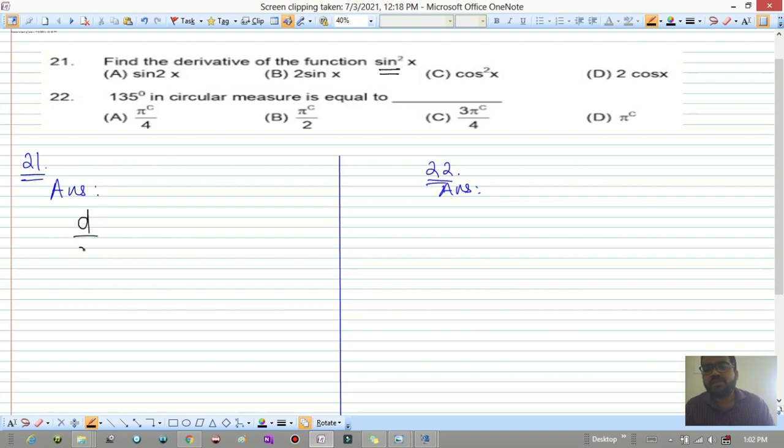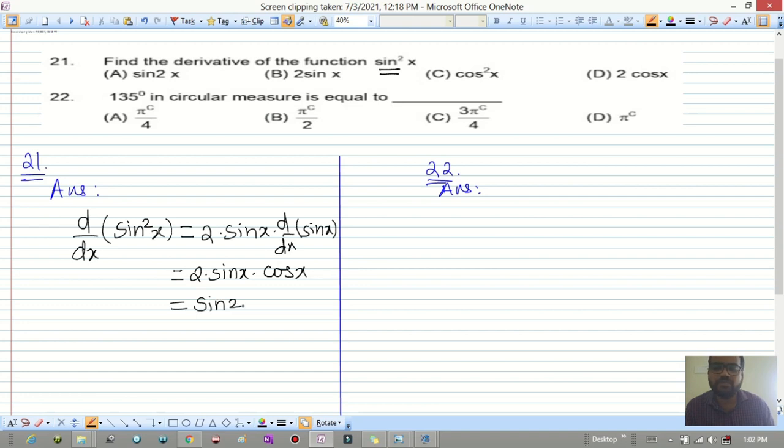So it is d divided by dx of sin squared x, and that is equal to, we have, this is function of x whole square, so we can write 2 into sin x into differentiate the sin x. So which is equal to 2 into sin x into differentiation of sin x is cos x, so it will become 2 sin x cos x, which is sin 2x. So this is the answer, that is, in this sin 2x is the correct answer.